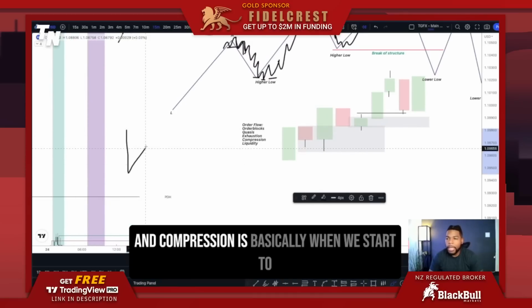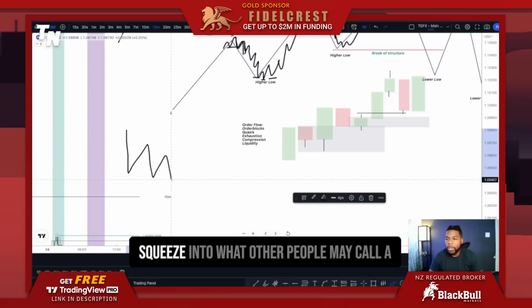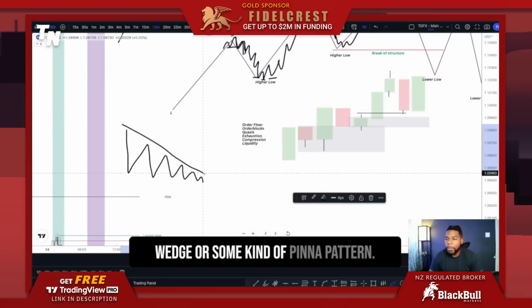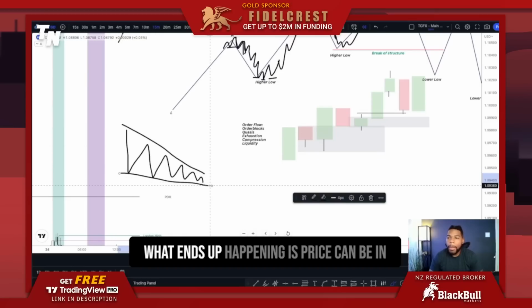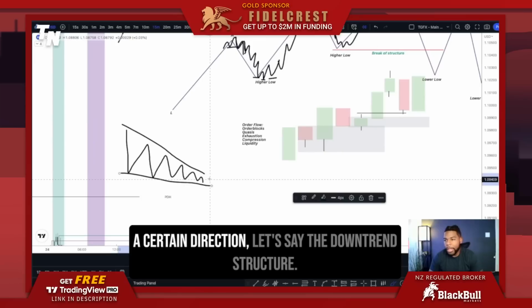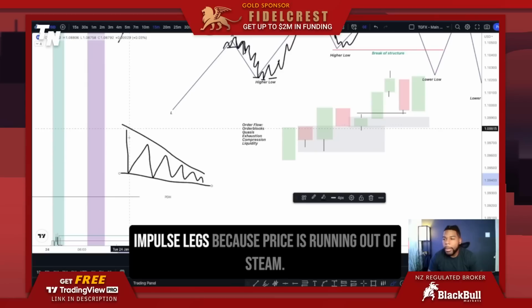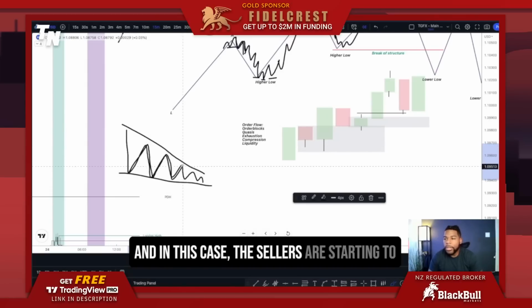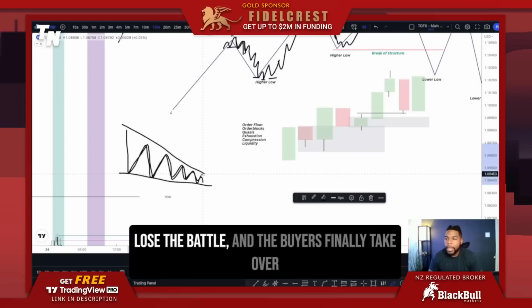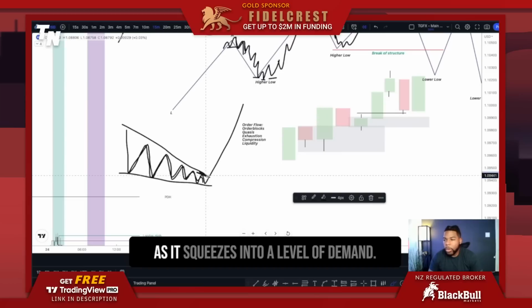Now, the next topic I wanted to talk about is compression. Compression is basically when we start to squeeze into what other people may call a wedge or some kind of pennant pattern. Price can be in a certain direction, let's say a downtrend structure, but price is starting to make smaller and smaller impulse legs because price is running out of steam. In this case, the sellers are starting to lose the battle and the buyers finally take over as it squeezes into a level of demand.